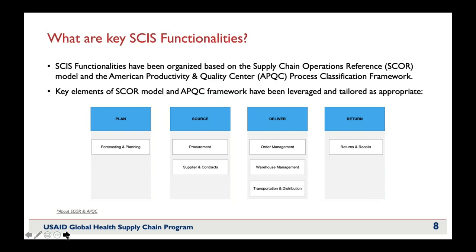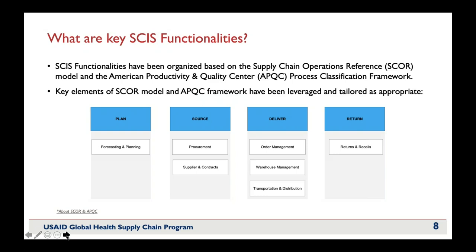Instead, we looked at some of the industry best practices like the Supply Chain Operations Reference model, SCOR, and APQC, which is American Productivity and Quality Center, process classification frameworks. So SCOR, even though it is more manufacturing oriented, gave us an ability to look at processes in a very logical and categorized way. For example, SCOR typically has processes around planning, sourcing, making, which is related to manufacturing, deliver and return. So manufacturing, which relates to make in the SCOR model, isn't really something that we manage in our supply chain. So we tailored that to our needs to make it more relatable to our context.